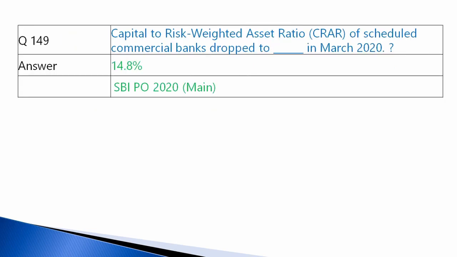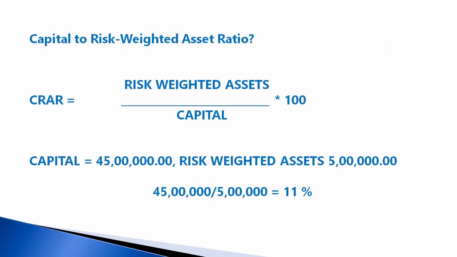What is the capital to risk weighted asset ratio? The CRAR of scheduled commercial banks dropped to 14.8% in March 2020. How do we calculate capital to risk weighted assets? CRAR equals capital by risk weighted assets into 100. For example, my capital is 45 lakhs, my risk weighted assets is 5 lakhs. Then 45 lakhs by 5 lakhs is equal to 11%, which is my CRAR.